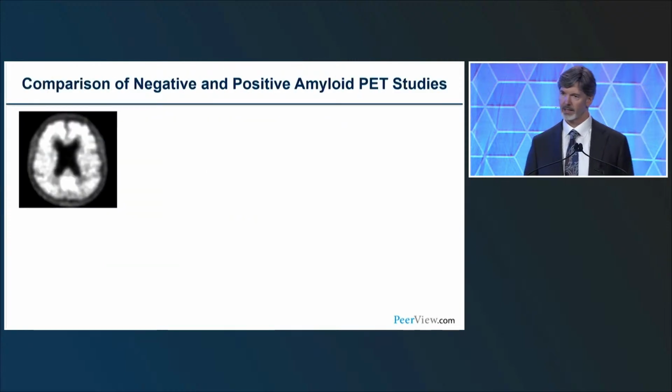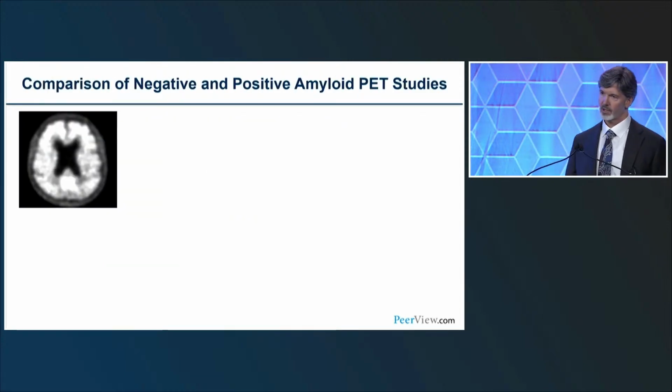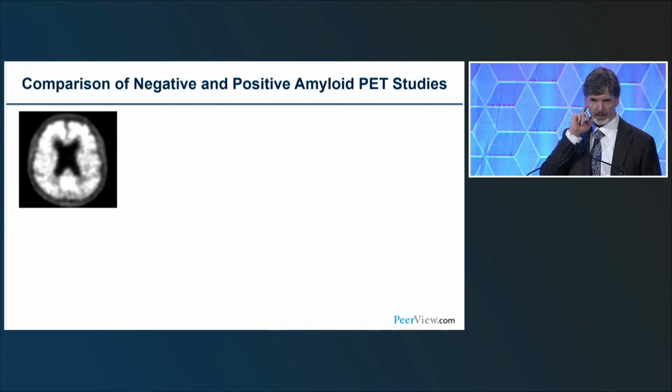So let's look at a few cases. My goal here is to show you some things that might help you with some of the common challenges and show you some examples. Now, the cases I'm showing you in this slide are all pathologically proven. So these cases are what you're going to see in people who show up with amyloid.